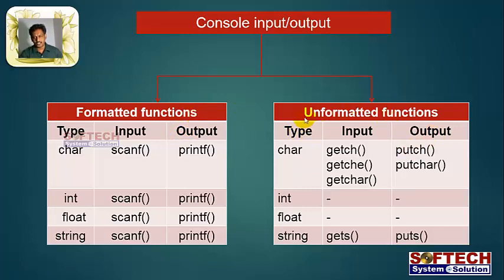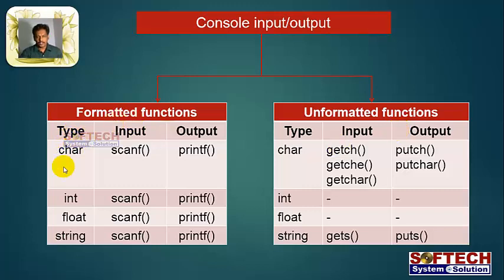Unformatted function deals with only character and strings. No integer, float, double. So unformatted console input output functions are only to get characters and strings as input, and then we can give output of strings and characters. So in console input, keyboard is an input, monitor is an output. Formatted functions deal with all kinds of data types. Unformatted functions deal with only characters and strings.